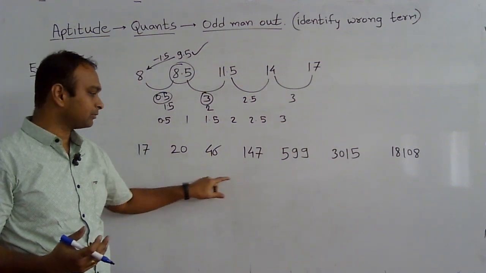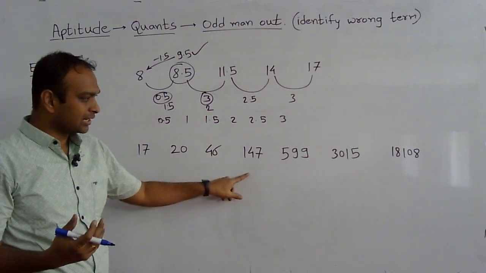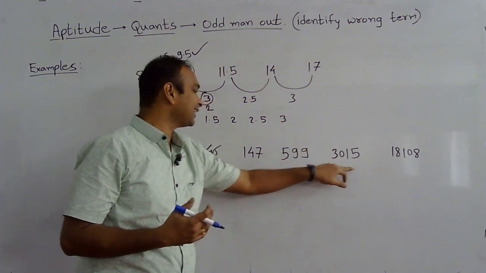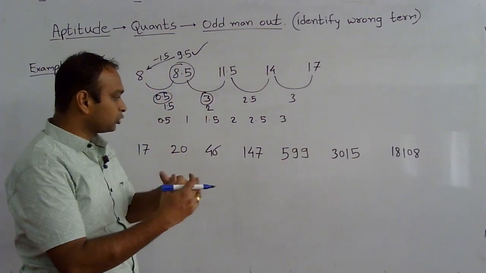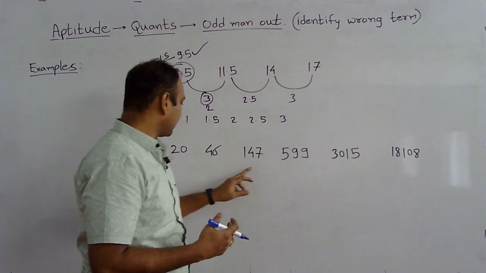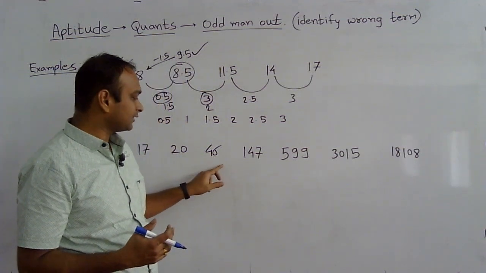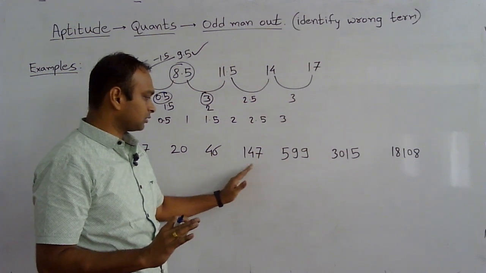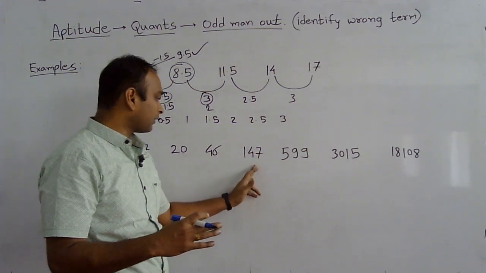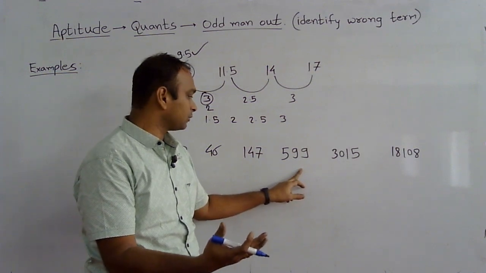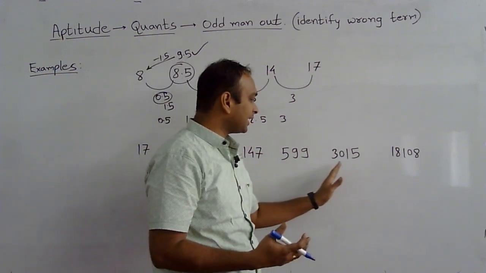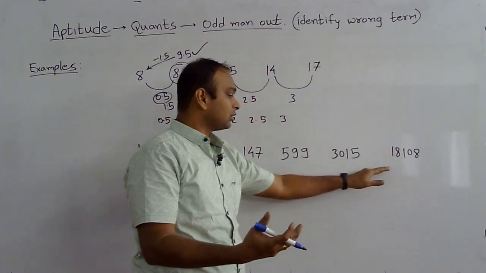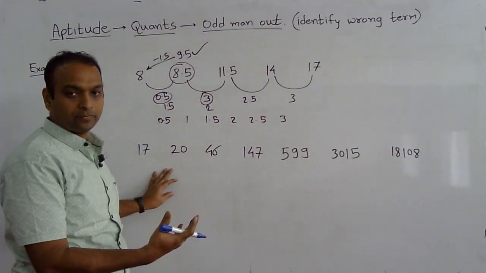So as usual, check for prime numbers. Obviously, these are not the prime numbers. Differences we can check, but instead of differences, if you look at the numbers, these are increasing by huge differences. So here you can see 17, 20, 46. Up to this, it's okay. But after that, 147, there is a considerable difference, we can say. After 147, it's 599, almost 600. After 599, we have 3000, and after 3000, we have 18,000. So I don't think that differences will work here.